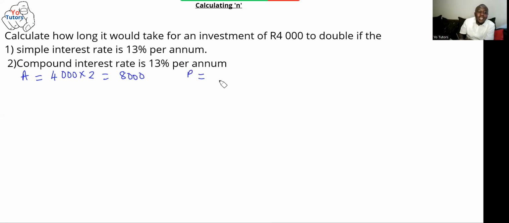Then what is our P here? Our P is 4,000. That's our initial investment. What is our I? It's going to be 13%, which is 13 over 100, which is equal to 0,13. That's our interest rate. But our N is what we are looking for. So we're looking for the period in this case.